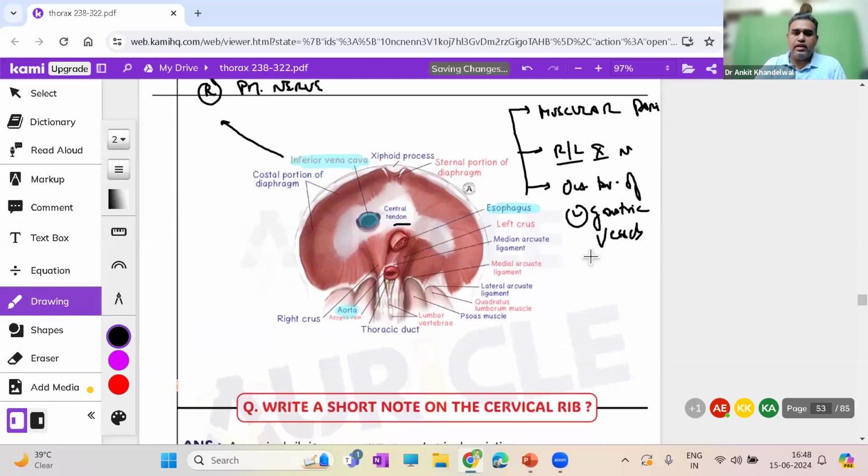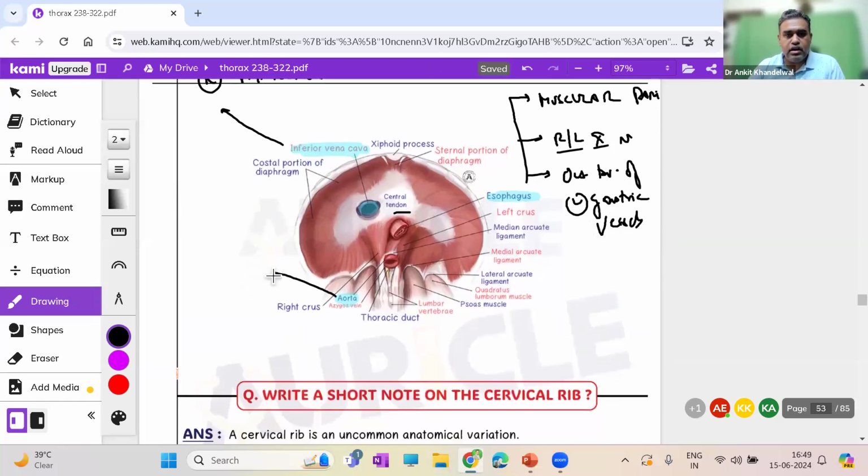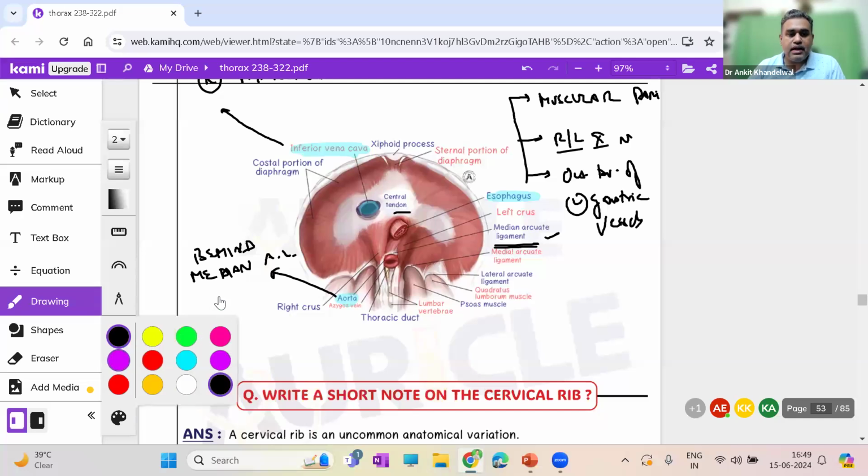Last but not the least, we have the aortic opening. It is present where? The T12 level, fine, but it is present behind the median arcuate ligament. This is the median arcuate ligament over here. It is present behind the median arcuate ligament. What else can pass along with it? Along with it, the azygos vein can pass.